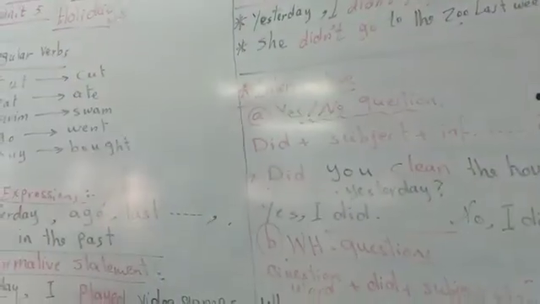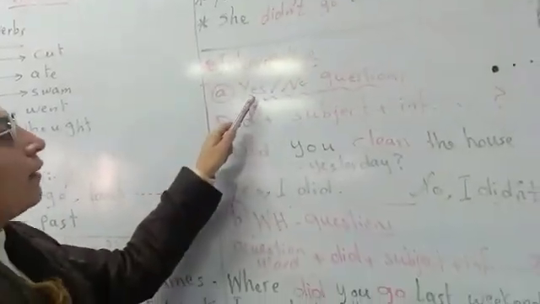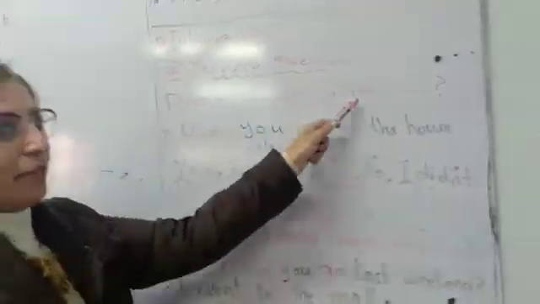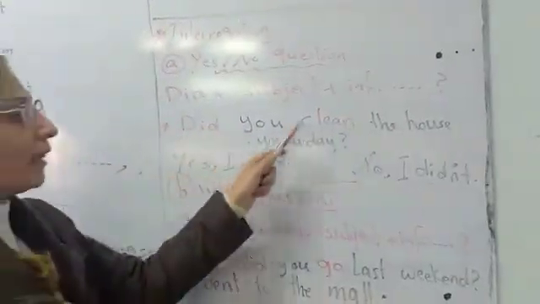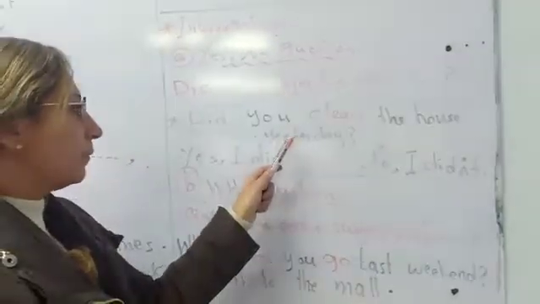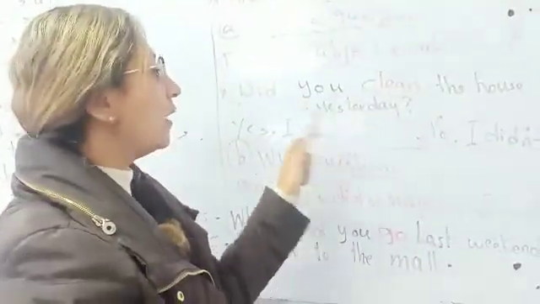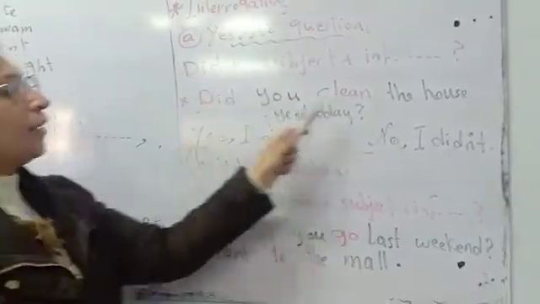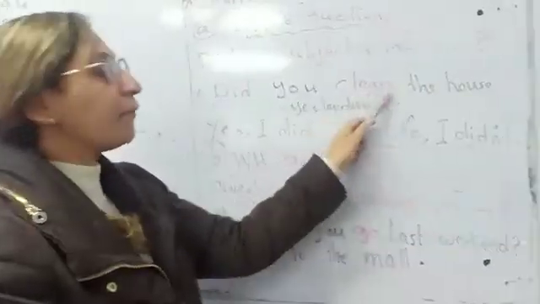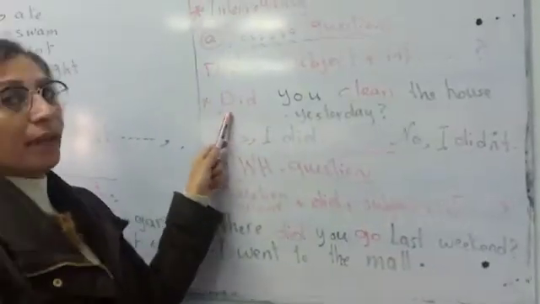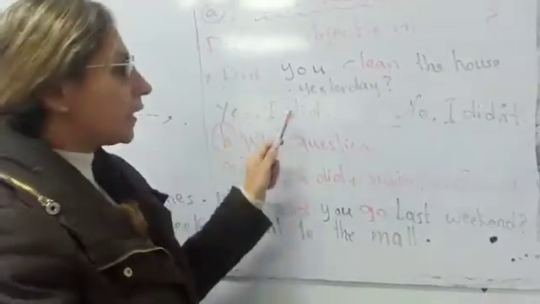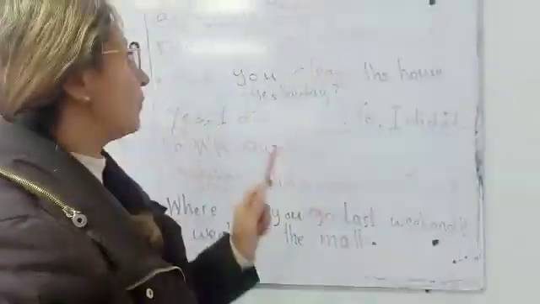In the interrogative form, for yes/no questions, you have to use did, subject, and the infinitive here. Did you clean the house yesterday? I used did because yesterday is the past. And I used clean in the infinitive form because after did I have to put the infinitive. So, did you clean the house yesterday? Yes, I did. No, I didn't.